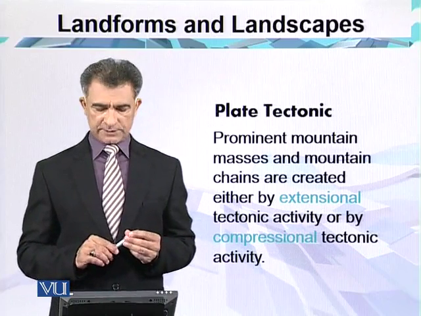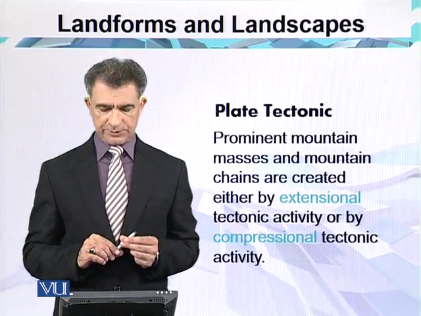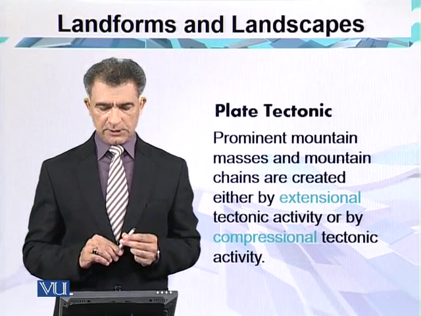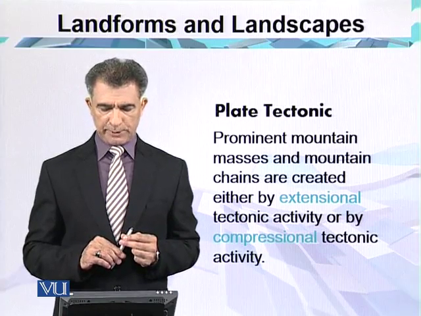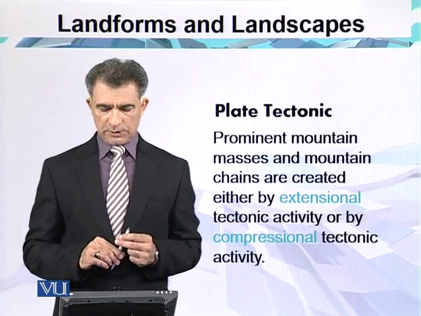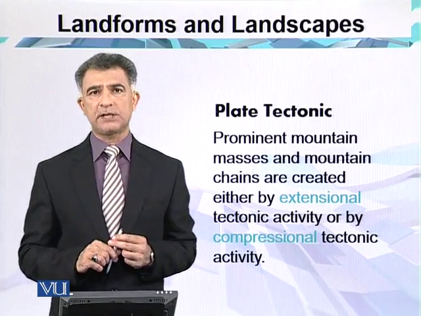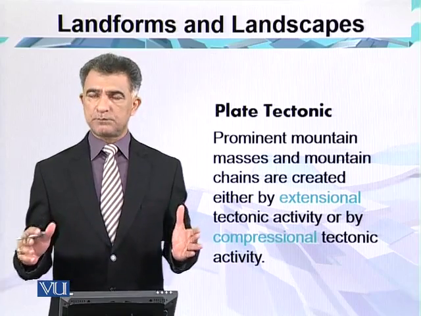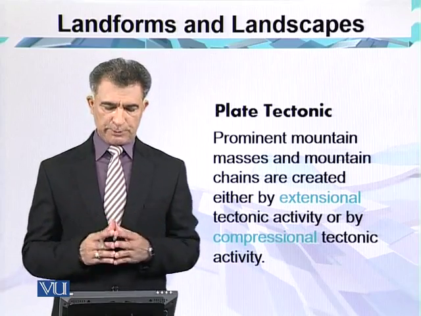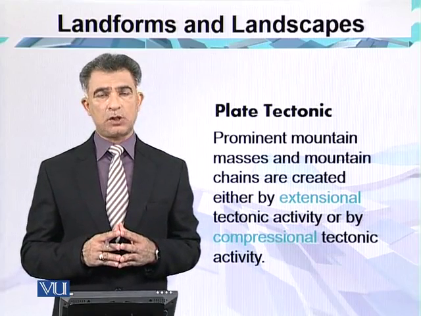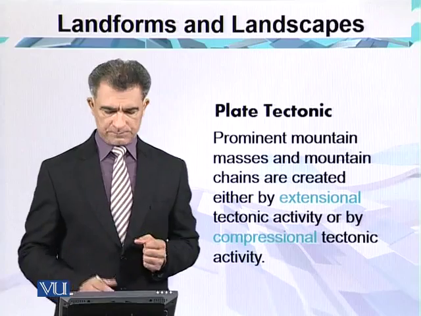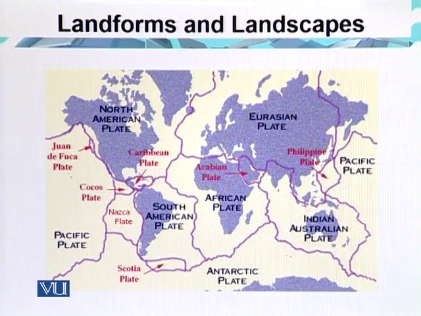The prominent mountain masses and mountain chains are created either by extensional tectonic activities or by compressional tectonic activities. Now, extensional tectonic activity is also called divergence activity, whereas compressional tectonic activity is called convergence activity. The cool, brittle outer rock layer of the Earth is called the lithosphere, and it is broken into 7 large continental-sized tectonic plates and about a dozen much smaller plates.